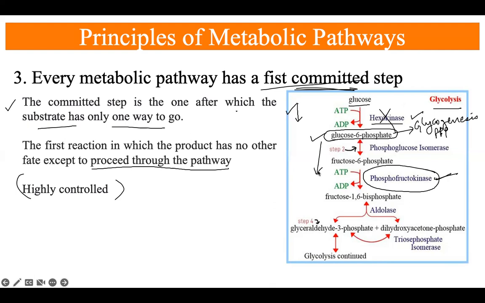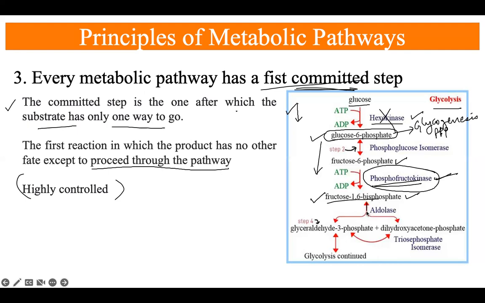Now moving on to the next irreversible step of glycolysis, which is phosphofructokinase. Here what is happening? This phosphofructokinase is acting on fructose 6-phosphate to convert it into fructose 1,6-bisphosphate. So after the phosphorylation of fructose 6-phosphate into fructose 1,6-bisphosphate, there are only two fates of this molecule.